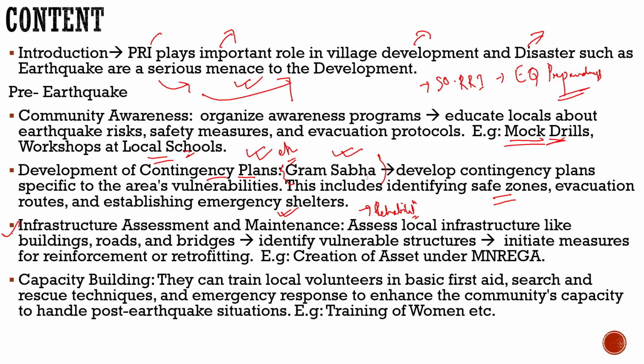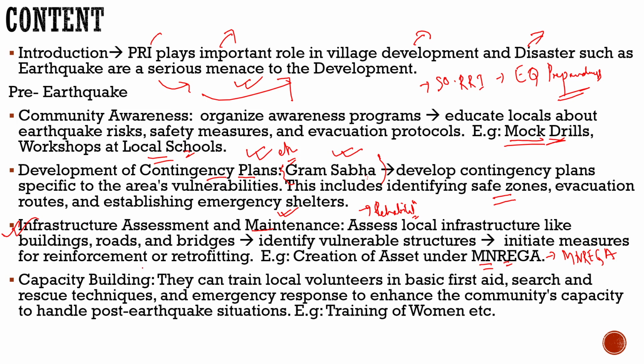Now, the next important point is infrastructure assessment and maintenance. Whenever you read about earthquakes, one of the important things you will see is vulnerability assessment. You will see which are the main things that are very vulnerable. So you can also create assets under MGNREGA. As we know, in village areas, most of the assets are created by the village panchayat, and under which scheme? That is MGNREGA. So they can develop these infrastructures.